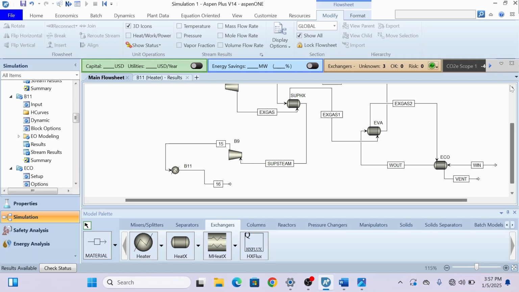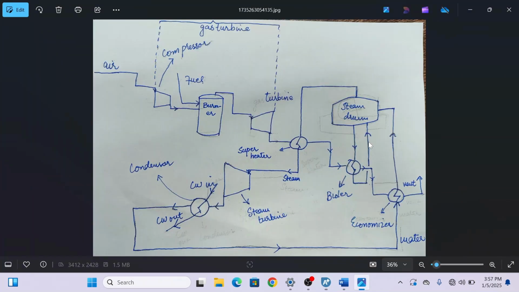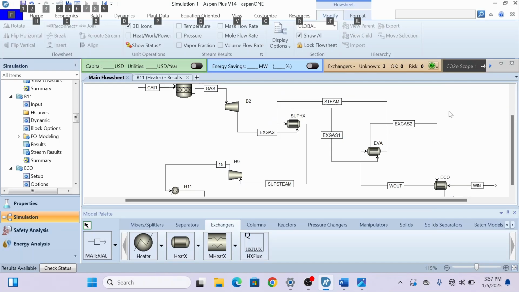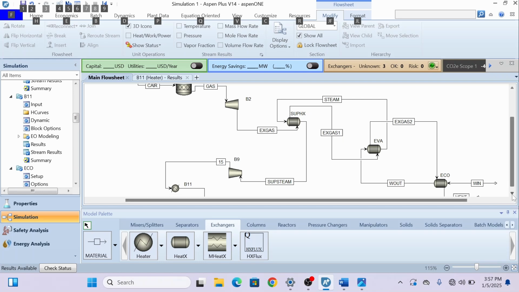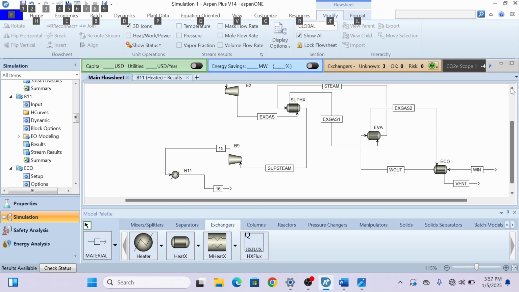Before recycling it, one thing I had forgotten: I had not simulated the steam drum over here. So let me simulate a steam drum. Now the drum is present on this water out. This water out is not going to this evaporator. Generally, in our industries, this water from the economizer goes to the steam drum.